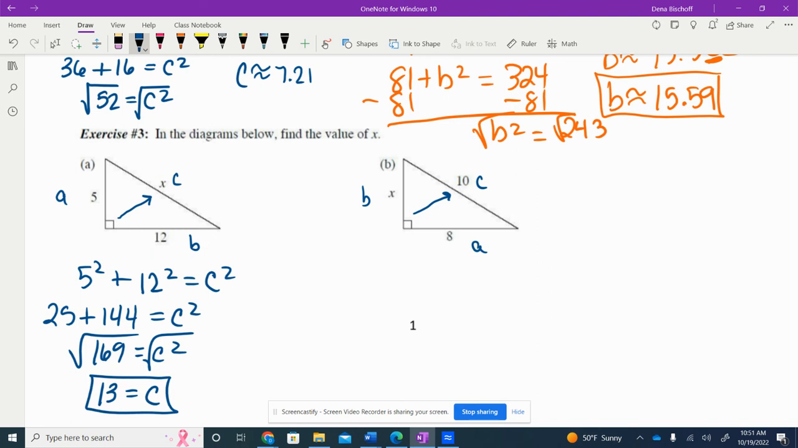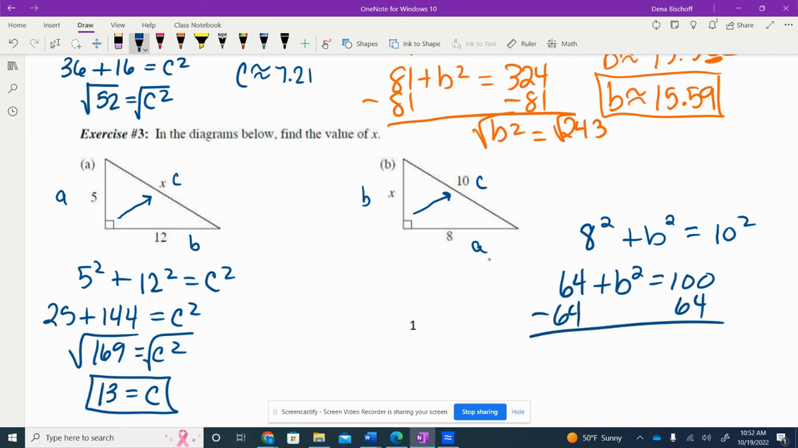In example B, I don't know what B is, the side B. So I have A squared, which is 8, plus B squared equals C squared, 10 squared. 64 plus B squared equals 100. When I subtract 64 from both sides, I find out that B squared equals 36. I then take the square root of both sides, and B is 6.